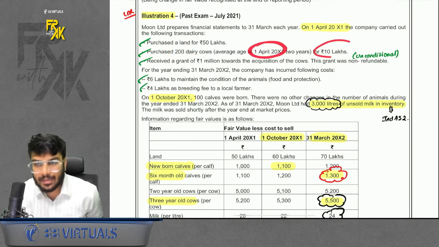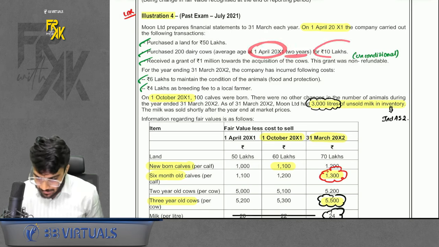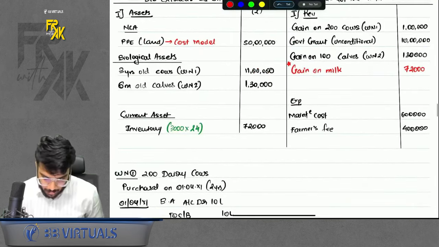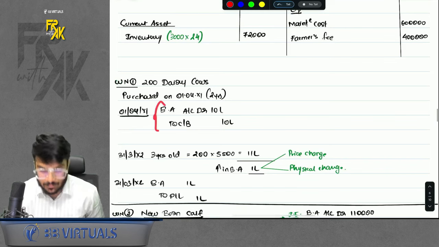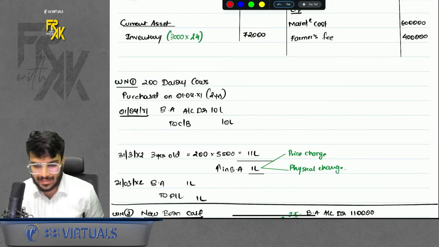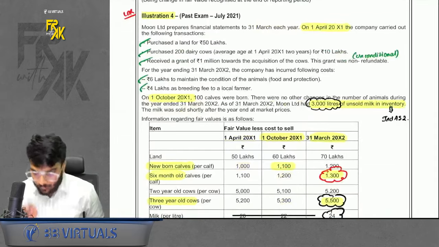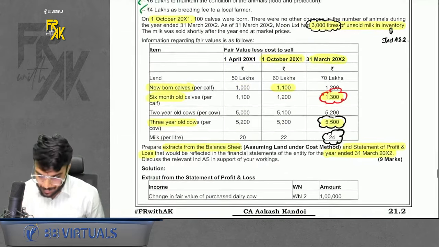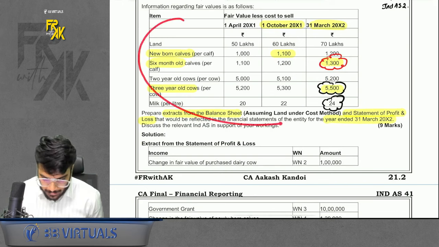Acha. Then we purchased 200 cows for 10 lakhs. So this is the value on day 1. They were 2 years old. If you want to pass the entry on day 1, you will pass the entry something like this. There is no cost to sell given. So we pass the entry like this. But I want the value on year end.